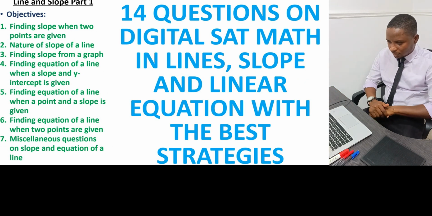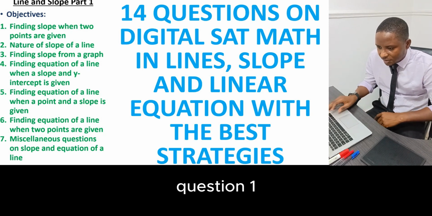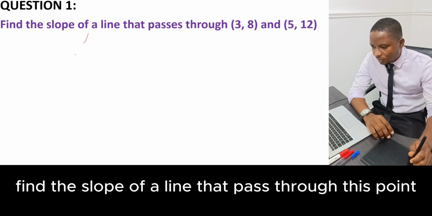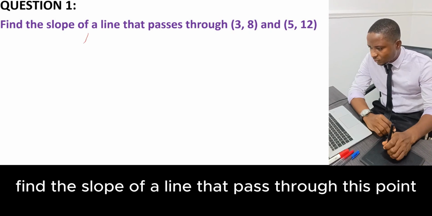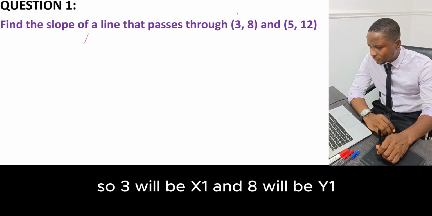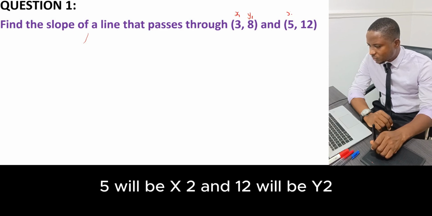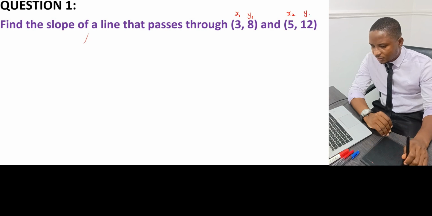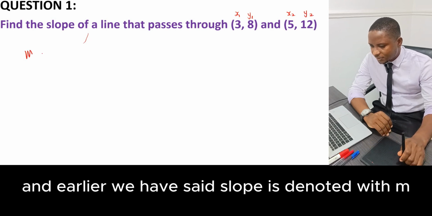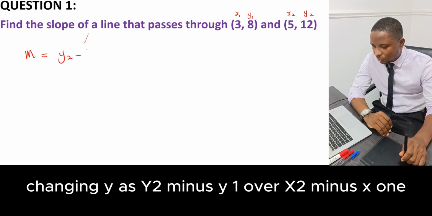All right. With the teaching done, we can go straight to solving questions related to what I've said. Question 1. Find the slope of a line that passes through these points. The first information they gave us is 3 and 8, so 3 will be x1 and 8 will be y1. 5 will be x2 and 12 will be y2. Earlier we said slope is denoted with m, which is change in y, y2 minus y1, over x2 minus x1.